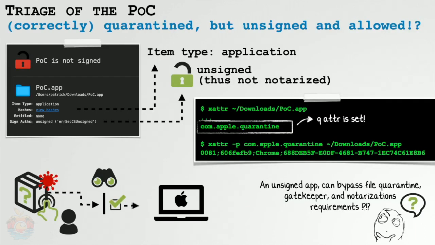So I began by triaging the proof of concept that Cedric sent me. I said, okay, double check, yes, it's unsigned. Also, it's not notarized, and so that's strange. I also made sure that the quarantine attribute was set.